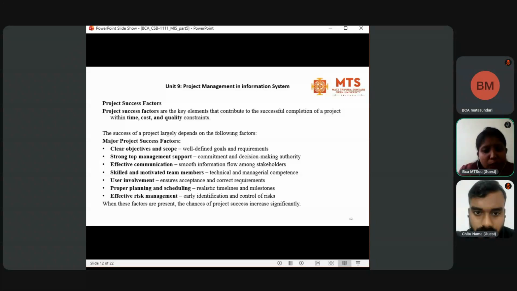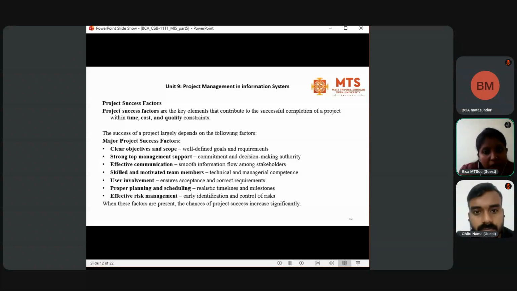competence, and user involvement, and proper planning and scheduling, and effective risk management. These are the major project success factors. When these factors are present, the chances of project success increase significantly. So this is unit 3, and the last topic is the project success factors.